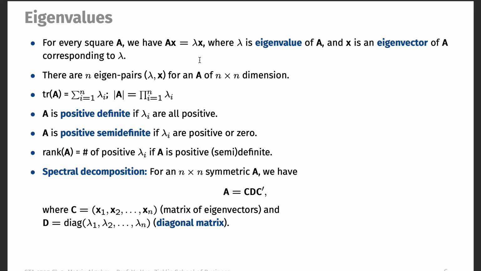So again, eigenvalues are also like trace and determinant. I will briefly touch on them, and when we need them, I will get deeper into them. It turns out that the trace of A is the sum of the eigenvalues, and the determinant, which I haven't defined yet, is the product of the eigenvalues. We say A is positive definite if all the eigenvalues are positive. We say A is positive semi-definite if they are positive or zero. And it happens that the rank of A equals the number of positive eigenvalues.